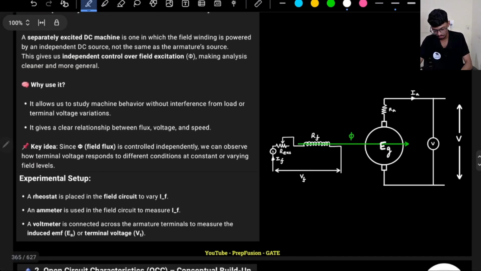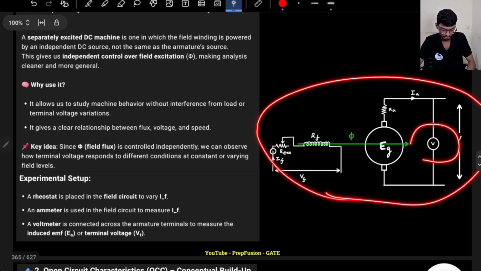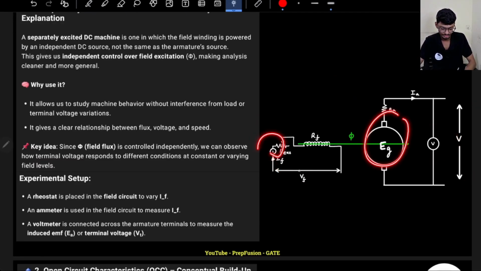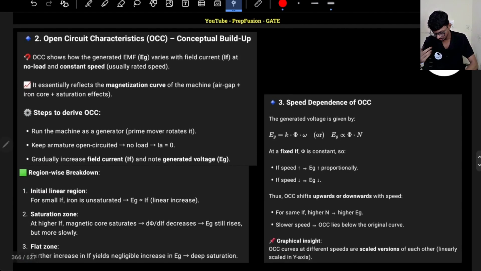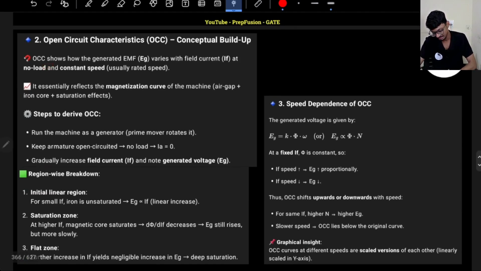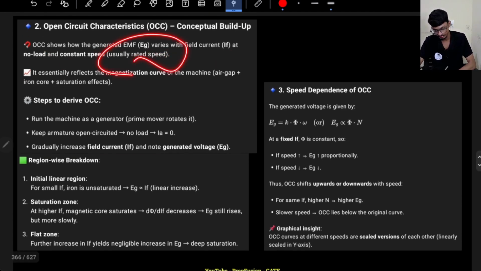So this is the setup basically: voltmeter for measuring the voltage, ammeter for measuring the field current, and rheostat to vary the field current. Open circuit characteristics show how the generated EMF Eg varies with field current at no load and constant speed. Usually we do this at rated speed only. It essentially reflects the magnetization curve.